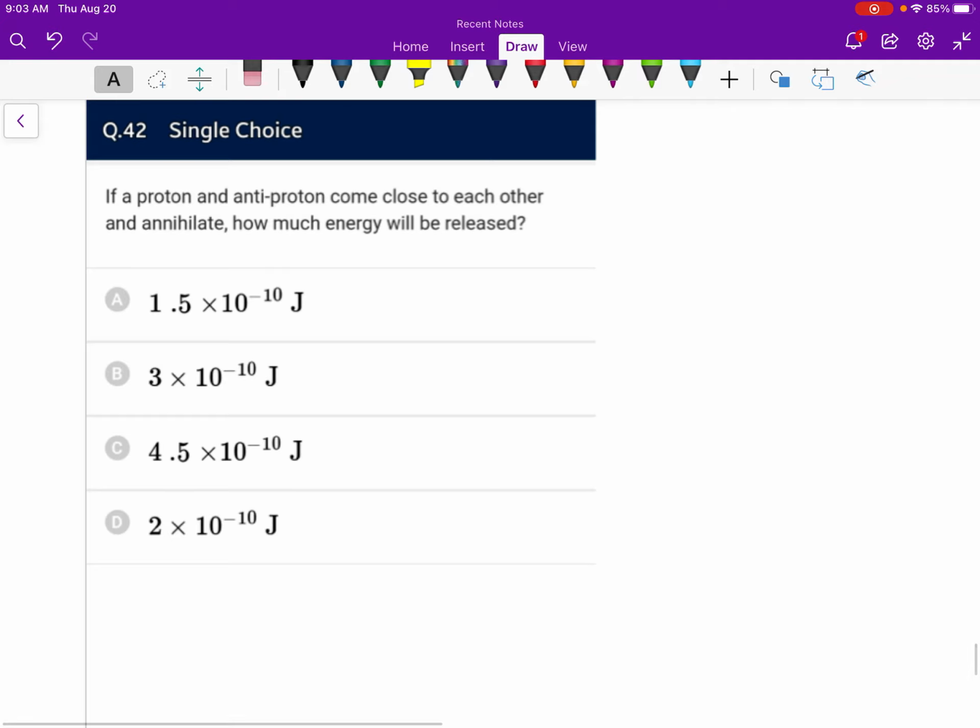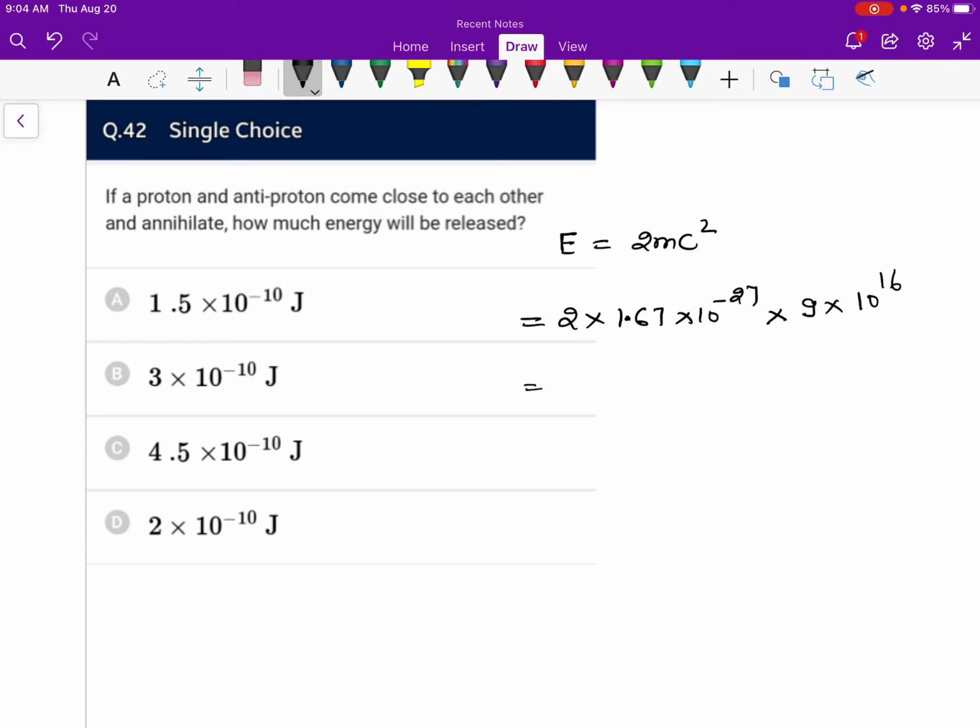If a proton and an anti-proton come together and annihilate, how much energy will be released? If the mass of the proton is m, the mass of the anti-proton will also be m. So 2m goes into energy. So E is 2mc square. So that is 2 into 1.67 into 10 to the power minus 27 into c square, 9 into 10 to the power 16.